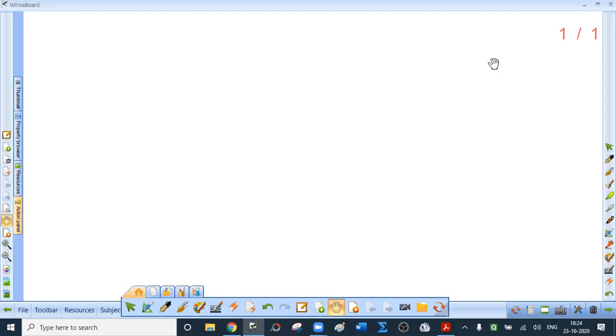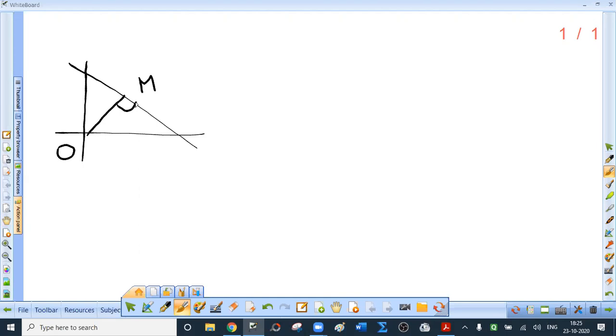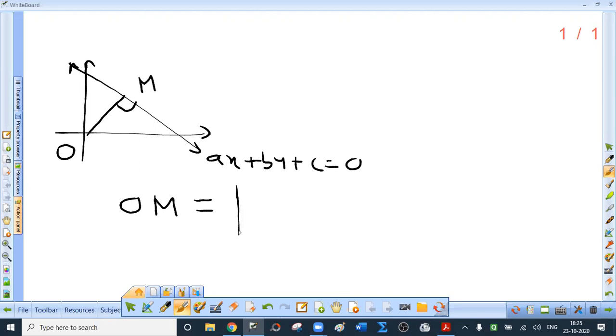In that, write down the length of perpendicular from origin to the line ax plus by plus c equal to 0. The length of the perpendicular from the origin to the line ax plus by plus c equal to 0 is, as you see on the screen, because I have drawn this diagram, OM equal to mod of c upon root a square plus b square.